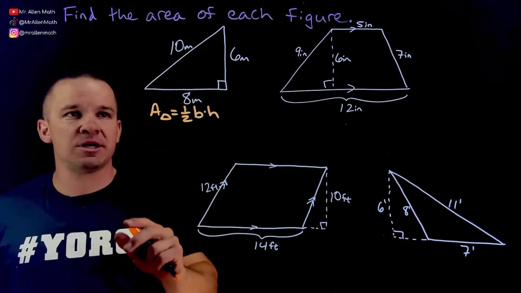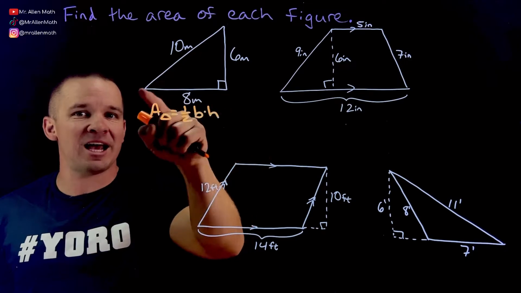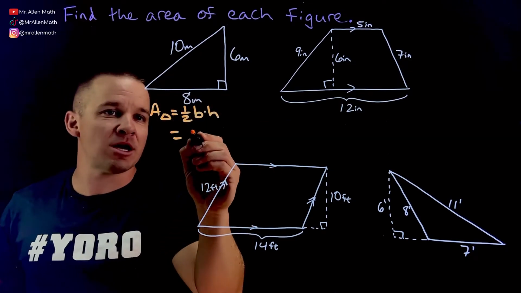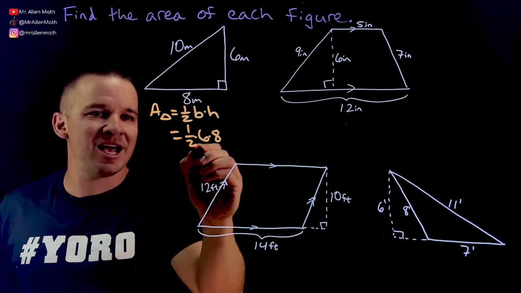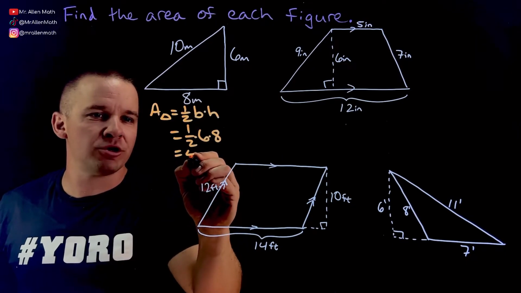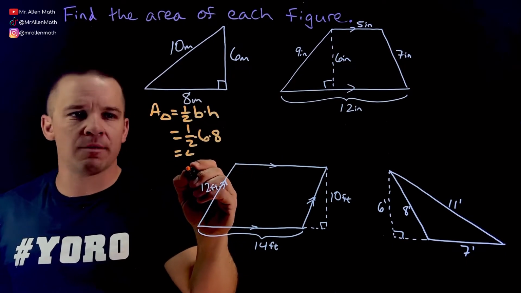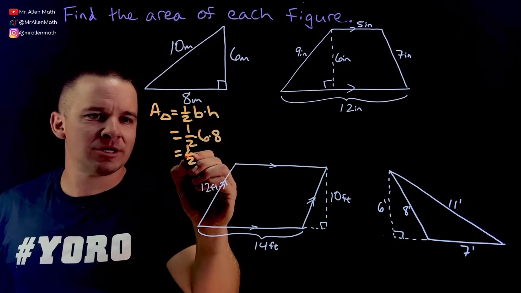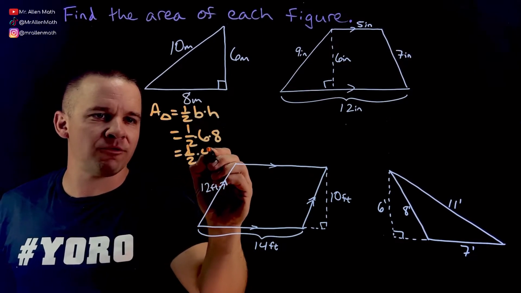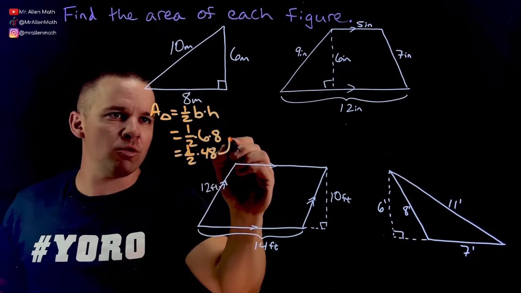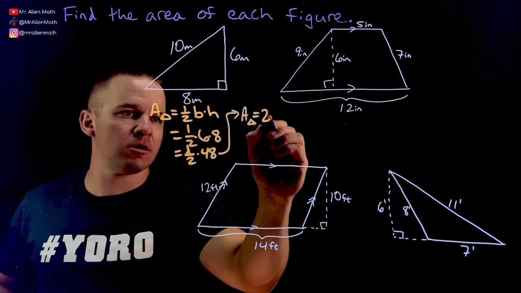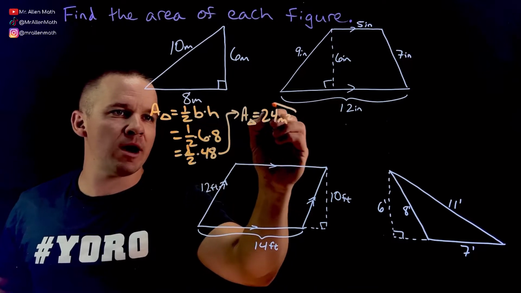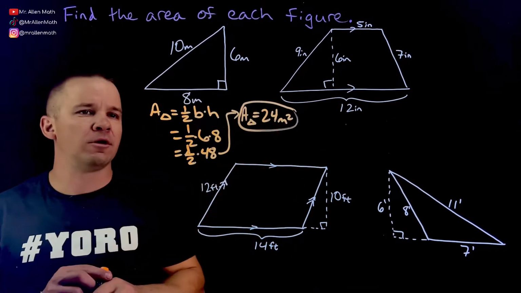Are there any two pieces here that are perpendicular? 6 and 8 are, so we can put them in as our base and our height. Either way, it doesn't matter which one it is. 6 times 8 is 48. Actually, it's going to be 1/2 times 48, which will be area of that triangle equals 24 meters squared.